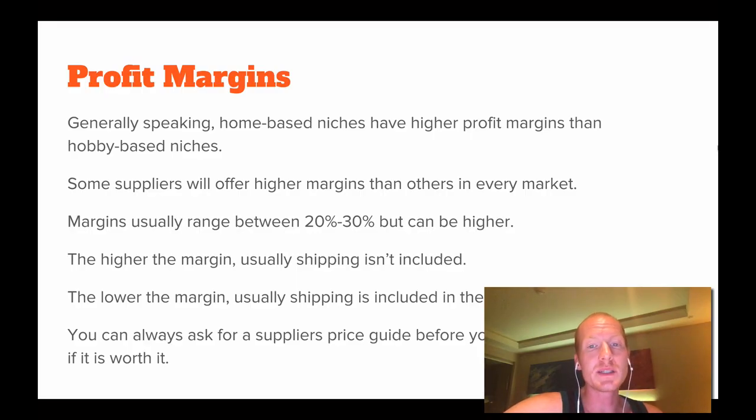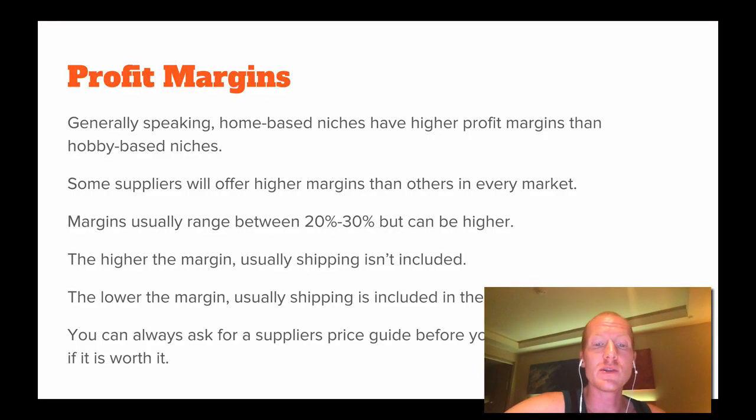Generally speaking, home-based niches have higher profit margins than hobby-based niches. That's just kind of overall what I've noticed in the industries. But some suppliers will offer higher margins than others in pretty much every market. Margins usually range between 20 to 30%, but can be higher. The higher the margin, it usually means that shipping is not included, so you're going to have to pay the shipping fees. You might even have to hire your own freight company to do the shipping.